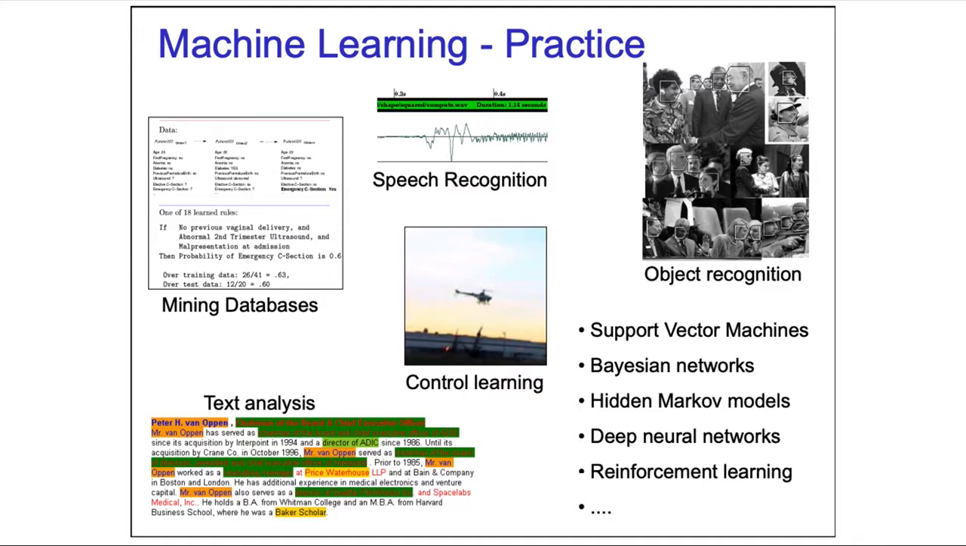Let's talk about some applications of machine learning. In practice, machine learning can be used for a lot of practical computing tasks. For example, mining databases, control theory, speech recognition, object recognition, text analysis. The possibilities are completely endless.